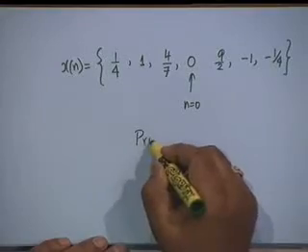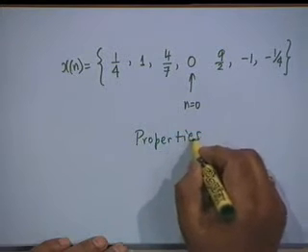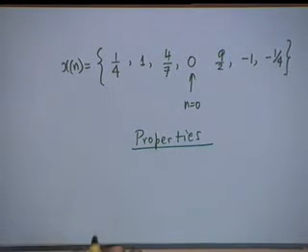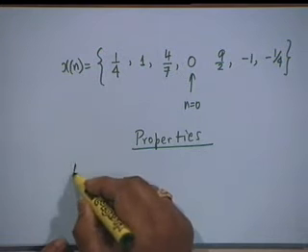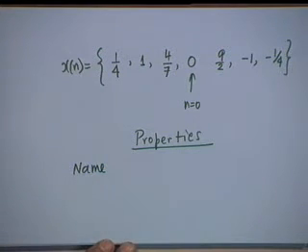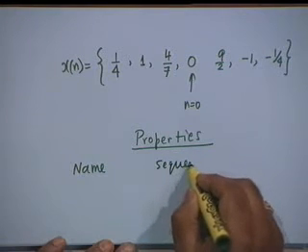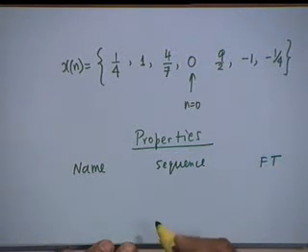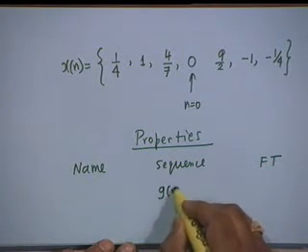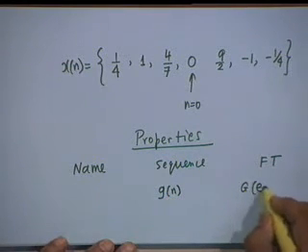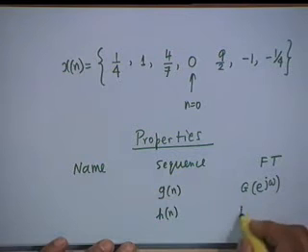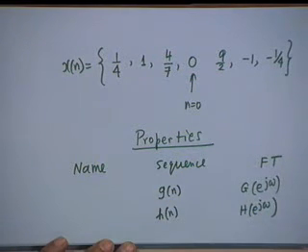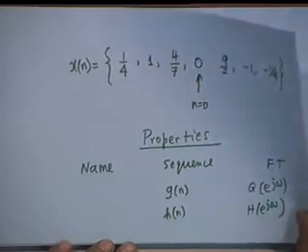Now we talk about the properties of Fourier transforms, which shall be obeyed by all functions which have Fourier transforms. And to do this, we make a table: name of the property, sequence, and its Fourier transform. We shall use two sequences, g of n, small g, which has a Fourier transform capital G of e to the j omega, and small h of n, which has a Fourier transform capital H of e to the j omega. Okay? The first property that we talk of is linearity.